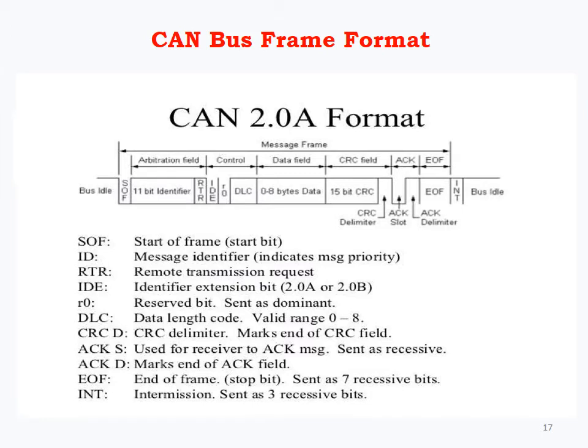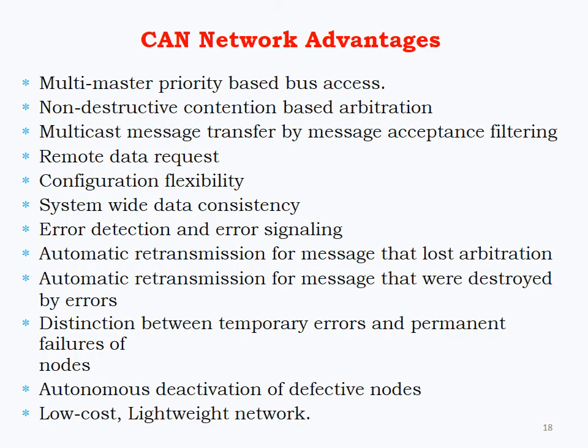This is the CAN frame format. It is a 32 bit or 64 bit value. In this there are different values, that is RTR, SOF. SOF is the start of frame. It identifies the start of frame. Then CRC, cyclic redundancy check. Next acknowledgement slot, acknowledgement delimiter. So end of frame. These are the CAN 2.0A format.